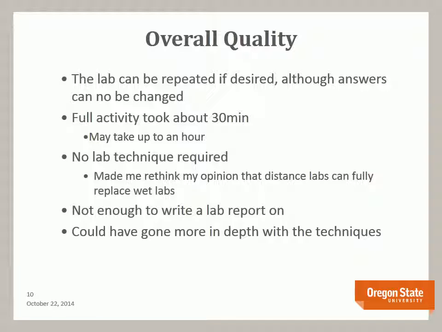There weren't really any wet lab techniques that were required. Because everything is automated, the actual way that you go about using the equipment is somewhat different. I have to say, I had a lot of issues with the way that the pipettes out 1 ml, but there's no transferring solutions from one location to another, and the pipettes are just preloaded with the solution that you need. This actually made me rethink my opinion that distance labs can fully replace classical in-person wet labs.